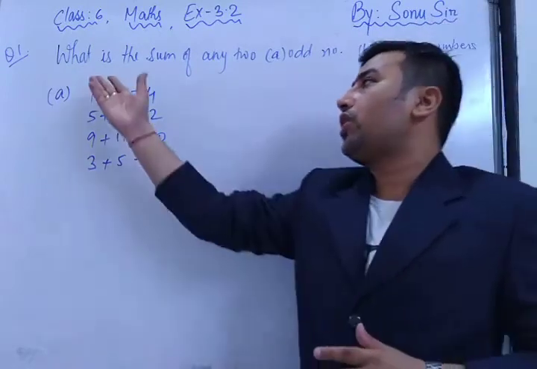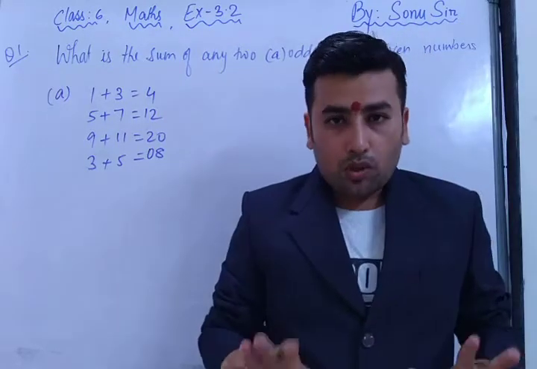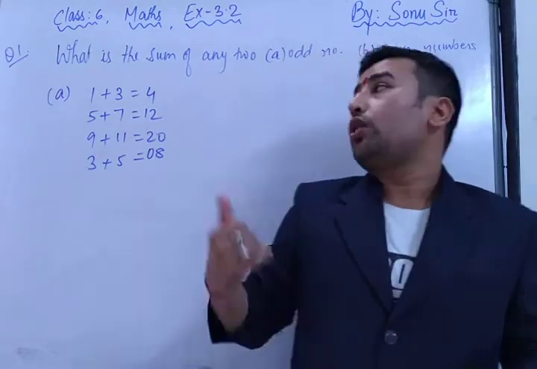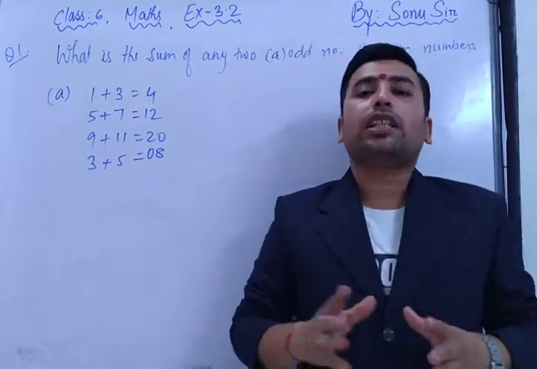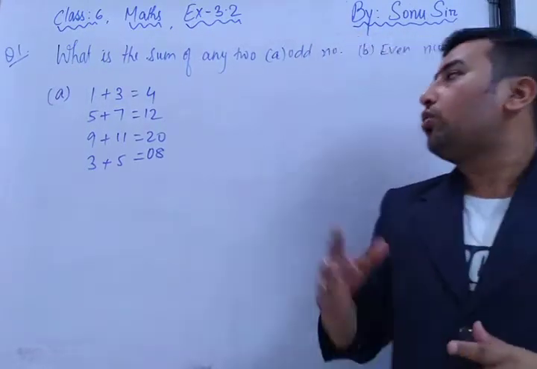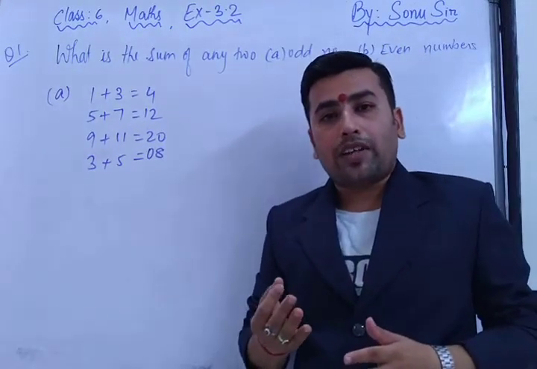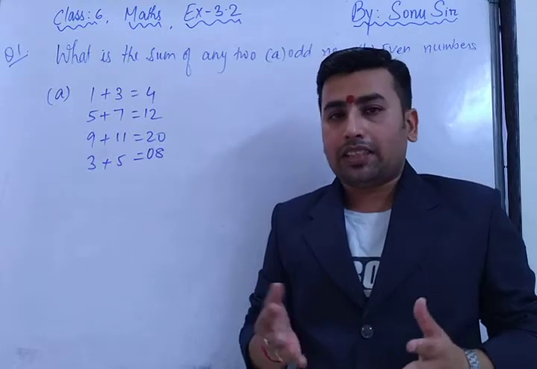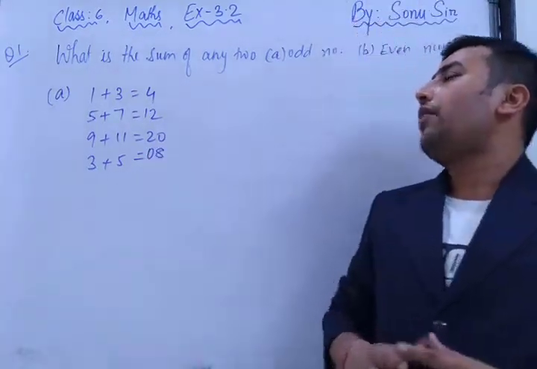You can see our first question is, what is the sum of any two odd numbers and even numbers? Hope all of you know what is odd number and what is even number. So what you have to do, you have to find the sum of any two odd numbers and the sum of any two even numbers, right? So two odd numbers, what is an odd number? 1, 3, 5, 7, 9, 11, 13, 15, 17, 19. A number which is not divisible by 2 is called an odd number. So here I have written some of the odd numbers.